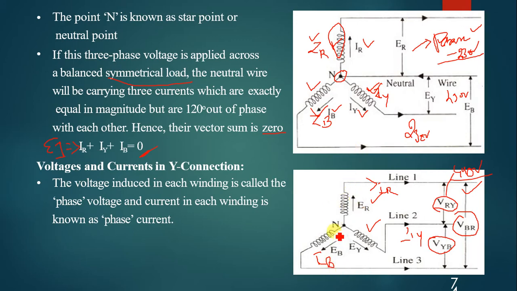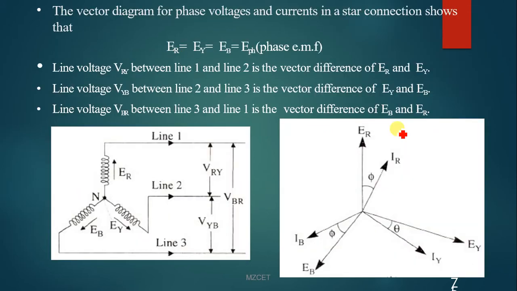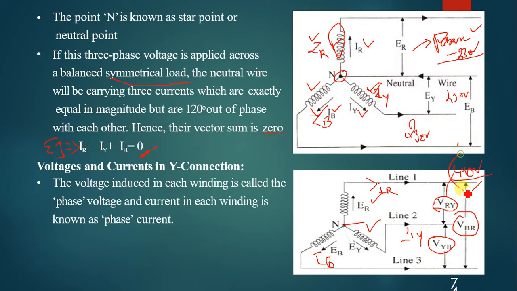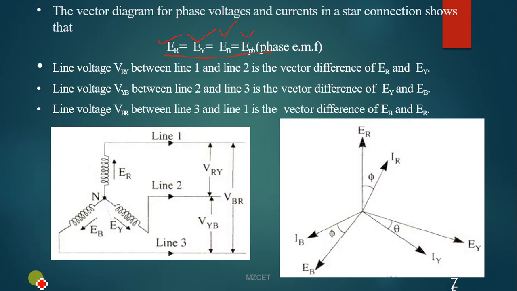Okay, here neutral is not considered for measuring line voltages, right? Now, according to the different phases, we get ER is equal to EY is equal to EB is equal to E phase. That is, here also all the three voltages should be 440. If there is any change in the voltage, then the circuit is said to be an unbalanced circuit, right?